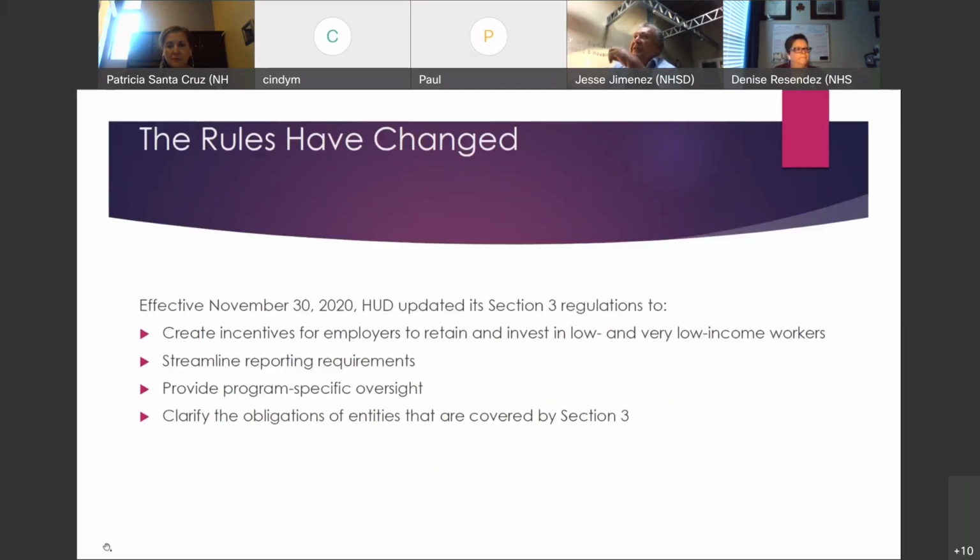So obviously the rules have changed. Effective November 30, 2020, HUD updated the Section 3 guidelines, and there were several reasons for that. Among them were to create incentives for employers to retain and invest in low and very low income workers, to streamline reporting requirements and provide additional program-specific oversight, and clarify the obligations of the entities involved that are covered by Section 3.